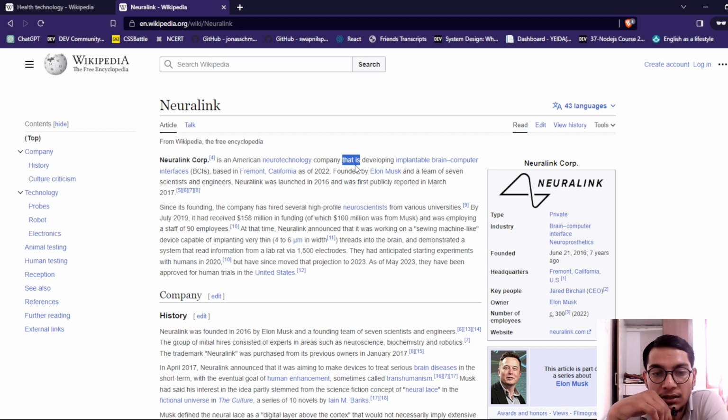The company has hired several high-profile neuroscientists, received funding from Musk, and employs a staff of 90 employees. At the time, Neuralink announced that it was working with a machine capable of implanting very thin threads into the brain, and demonstrated a system that reads information. They had anticipated starting experiments with humans in 2020, but it was delayed, and in May 2023 they were approved for a human trial in the United States.